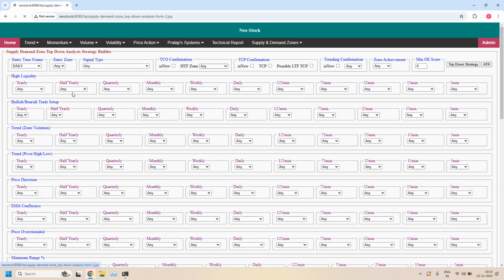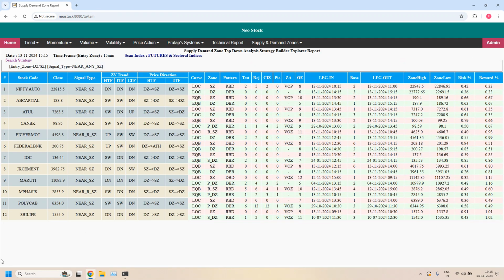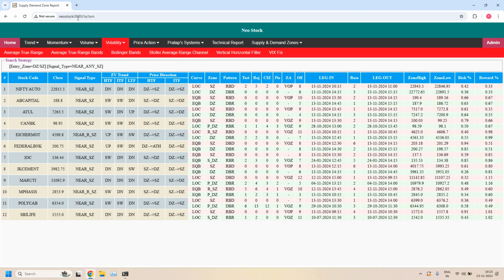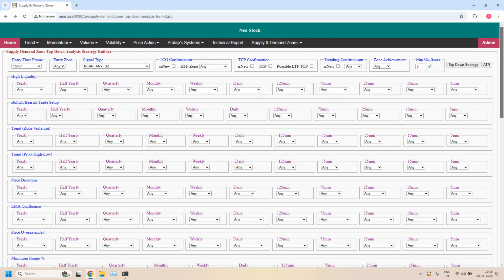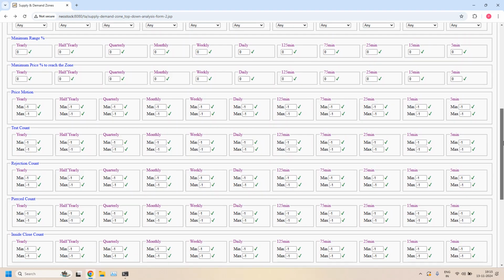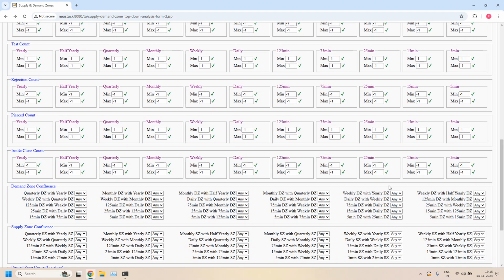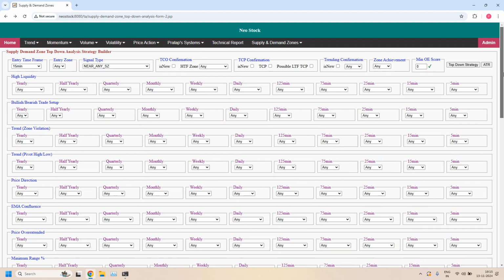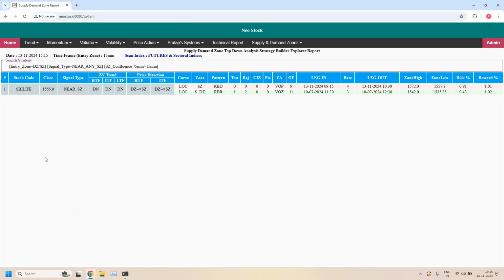Okay, next for 15 minutes time frame, let's find the stocks near the 15 minutes supply zone. 12 stocks are filtered. In these 12 supply zones, we need to look for ITF confluence. That means 15 minute supply zone with 75 minute supply zone confluence. So I am enabling the filter, 15 minute supply zone with 75 minute supply zone confluence. With this filter, we got only one stock.